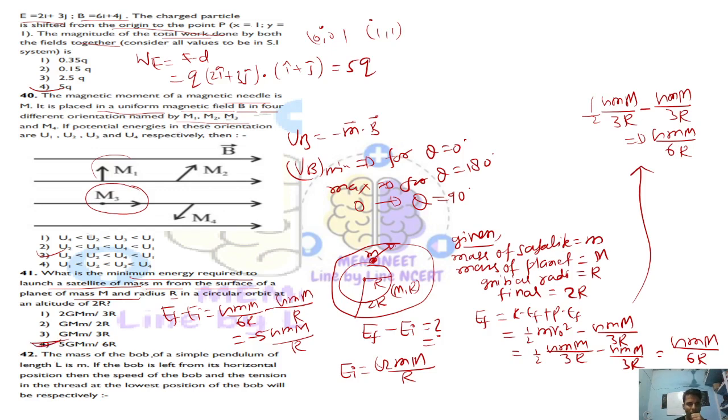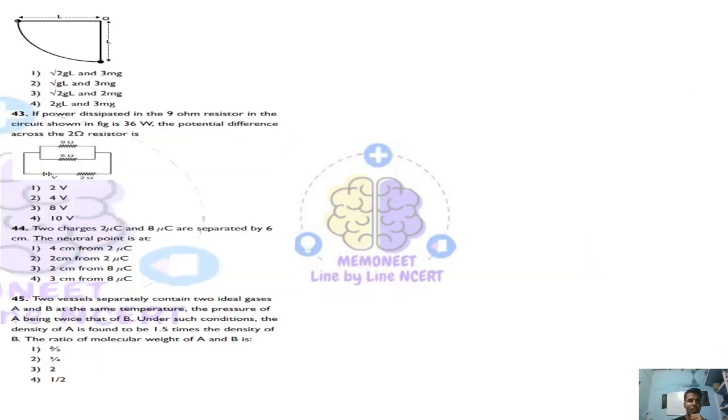The mass of the bob of a simple pendulum of length L, if the bob is released from the horizontal position, then find the speed of the bob and the tension in the thread at the lowest position. It's a simple question. It is here initially, this is the initial position and this is the final position. You just need to apply the energy conservation.